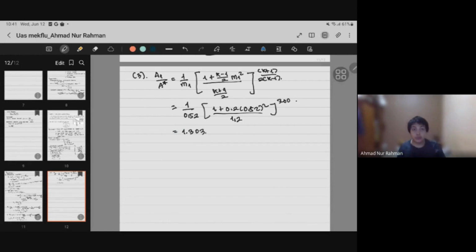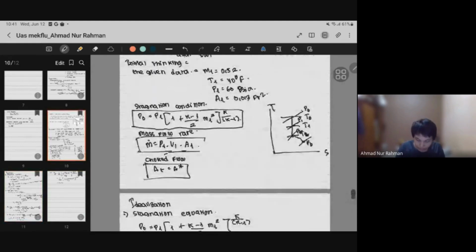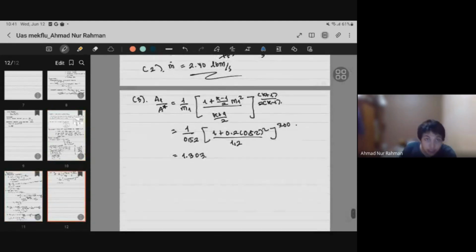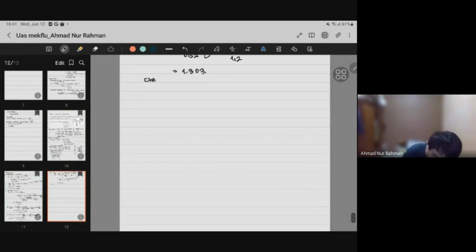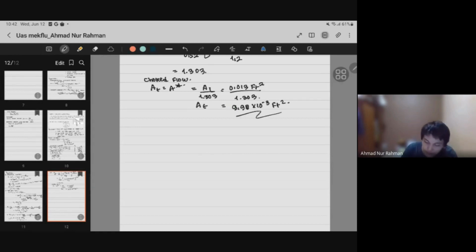The result we get is 1.303. So for the choked flow from the equation above, the choked flow is A star equals A1 over 1.303, equals 0.013 feet squared over 1.303. So A star equals 9.98 times 10 to the minus 3 feet squared. So the result is A star.